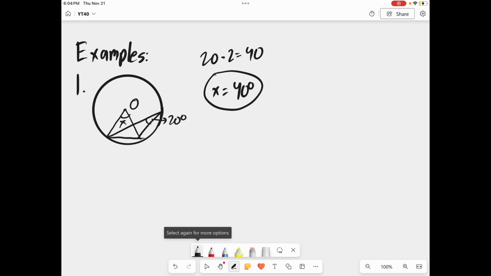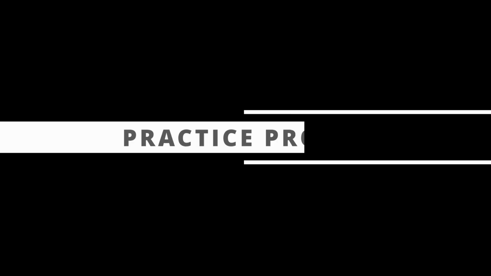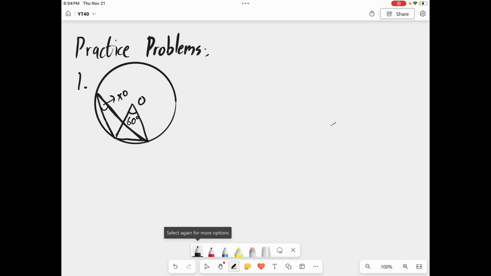Let's move on to the practice problems. Of course, none of my videos would be complete without me assigning you some practice problems. And here it is. We have a chord and the central angle this time is 60 degrees. And the angle on the left, which is subjected by the chord, is x degrees. We need to find x.